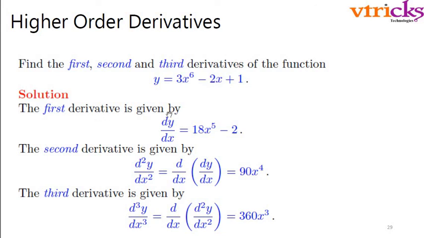The first derivative is given by dy by dx. This is the usual thing which we have been doing. So dy by dx is 3 into d by dx of x cubed, so that will be 3x squared, and 6 into 3 will give me 18. So we will get 18x squared. And the derivative of minus 2x will be just minus 2. Derivative of 1 will be 0.